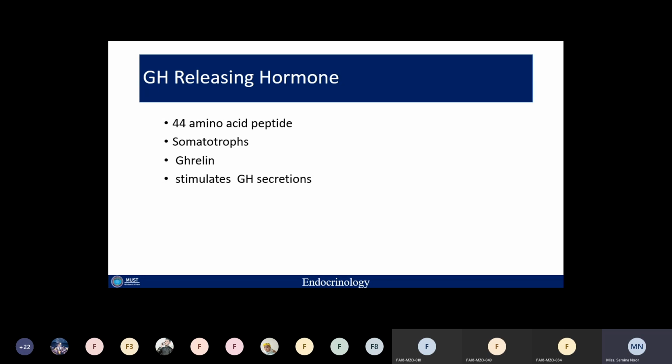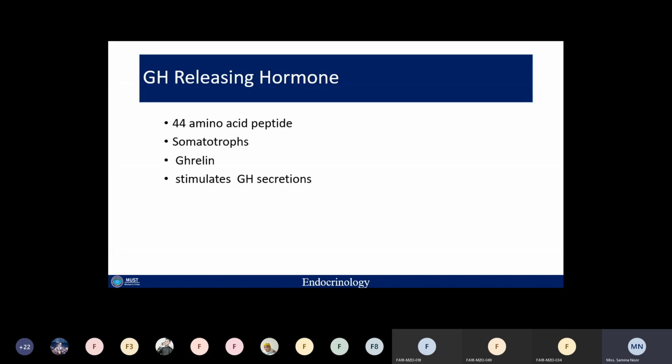The major function of such hormones or chemical messengers is to stimulate the secretion of growth hormone from somatotrophs, as the somatotrophs are located in the anterior half of the pituitary, in the adenohypophysis. So growth hormone releasing hormones are of two different types. One consists of 44 amino acids, which is mainly secreted by the hypothalamus, but they are also isolated from some other regions of the body.